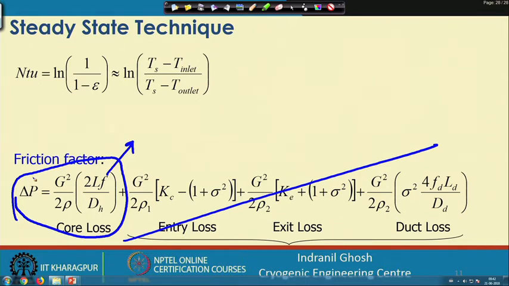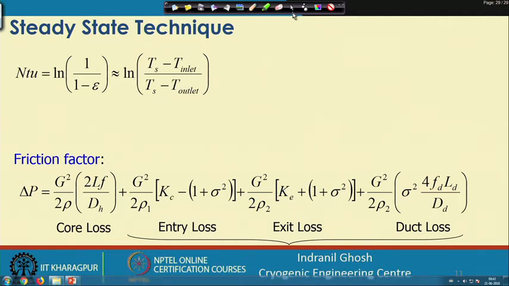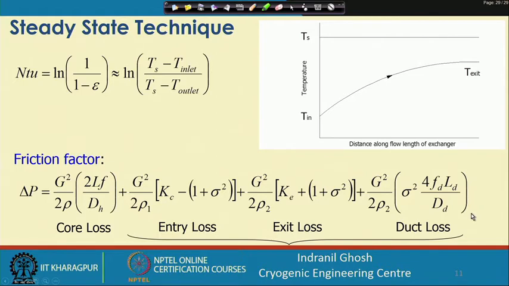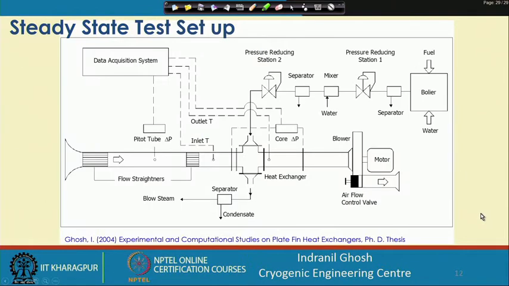But if someone is looking for an accurate measurement of the friction factor, then one has to take care of all the parameters given in the equation. So, now these are the two parameters we will be calculating from the heat exchanger from the test setup, and we have already talked about this part, and this is the steady state test setup.